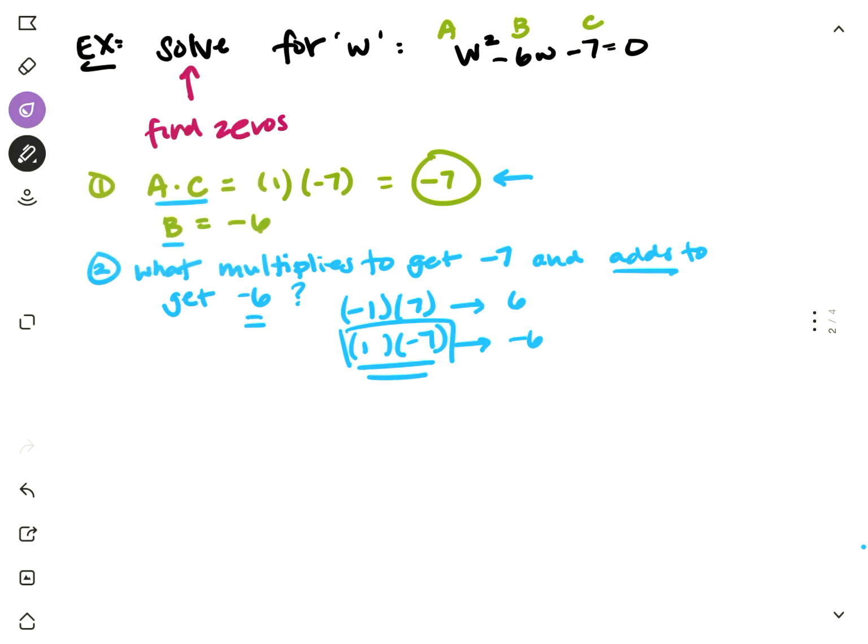So now what we're going to do is write it in parentheses. We're going to say w minus 7 in one parentheses. Then we're going to have w plus 1, because it's positive, in the other parentheses, and we're going to set it equal to 0.